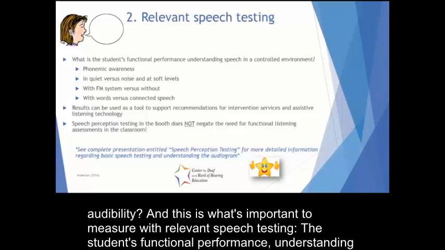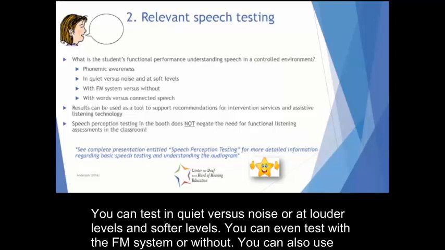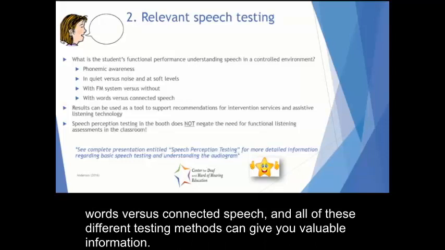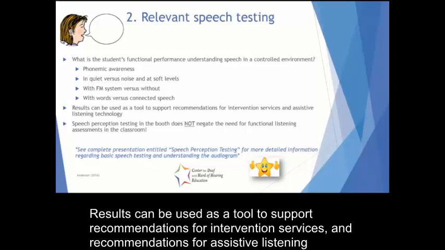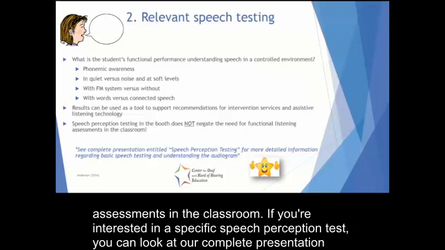The student's functional performance: what is their functional performance understanding speech in a controlled environment? In terms of phonemic awareness, you can test in quiet versus noise, or at louder levels and softer levels. You can even test with the FM system or without. You can also use words versus connected speech, and all of these different testing methods can give you valuable information. Results can be used as a tool to support recommendations for intervention services and recommendations for assistive listening technology. But it's really important to understand that speech perception testing in the booth does not negate the need for functional listening assessments in the classroom.